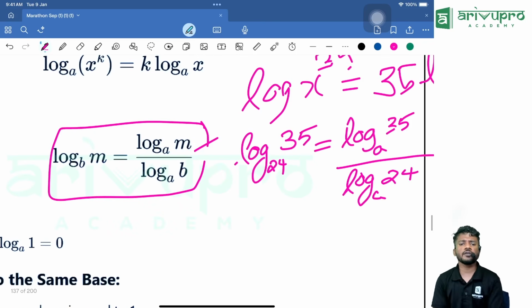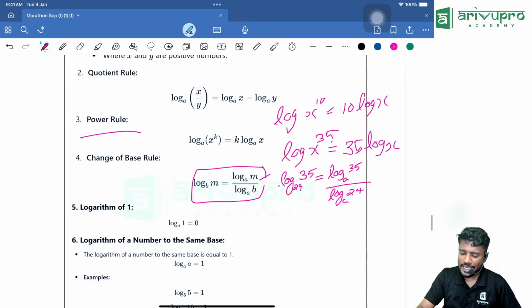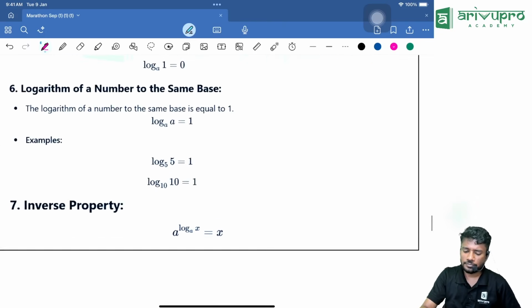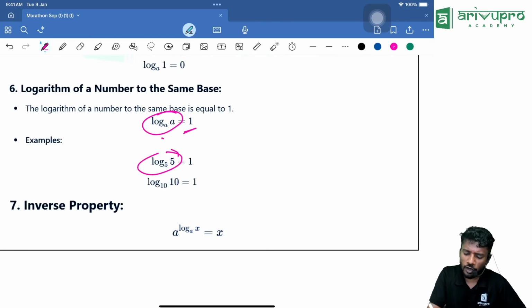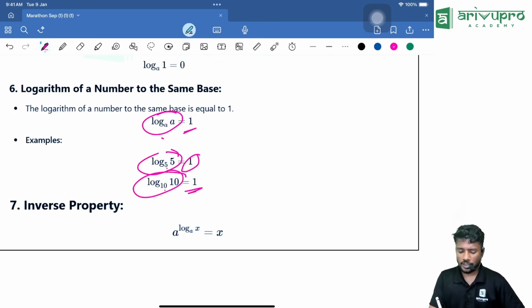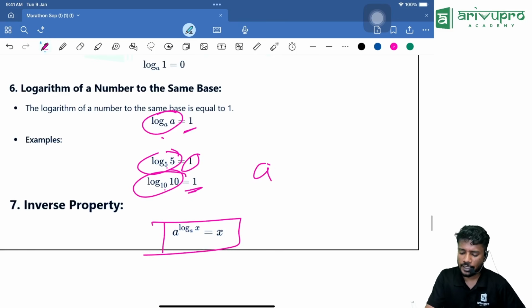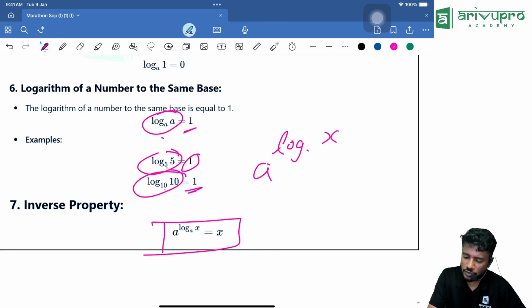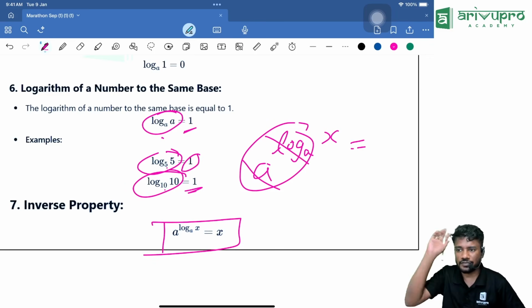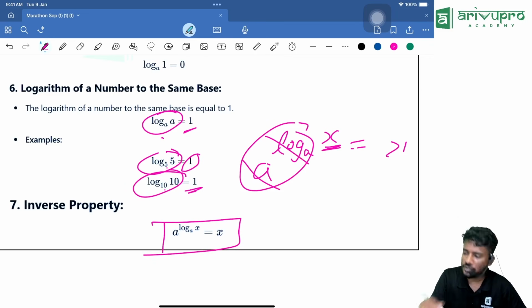Now logarithm of 1 is how much? Log of 1 is always 0. Any number to the same base is what? 1. For example, log a to the same base a is 1. Log of 5 to the base 5, that is 1. Log of 10 to the base 10 is 1. Now another property, inverse property: a raised to log x to the base a is equal to what? x. This thing will get cancelled out. Think that way. What will remain? x will remain. Keep these properties in your mind.